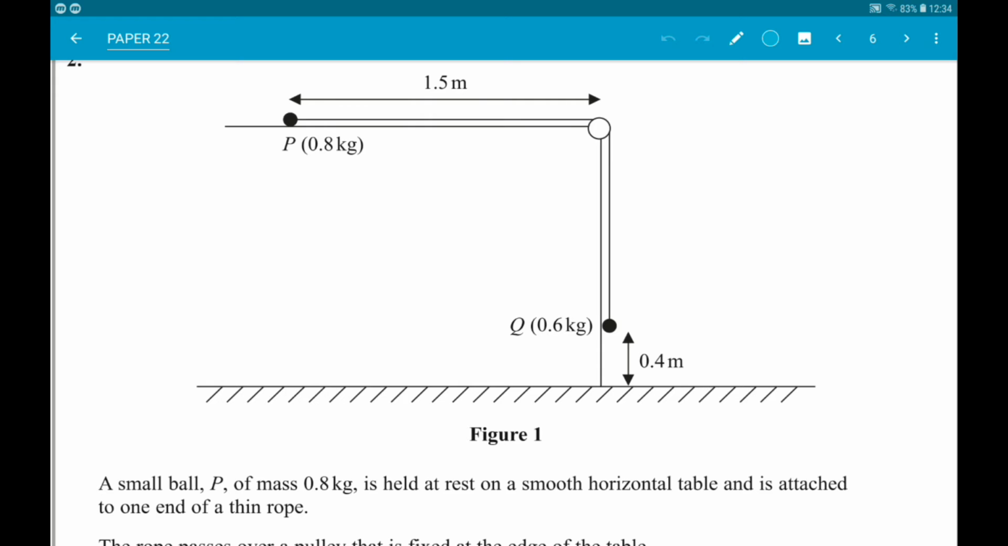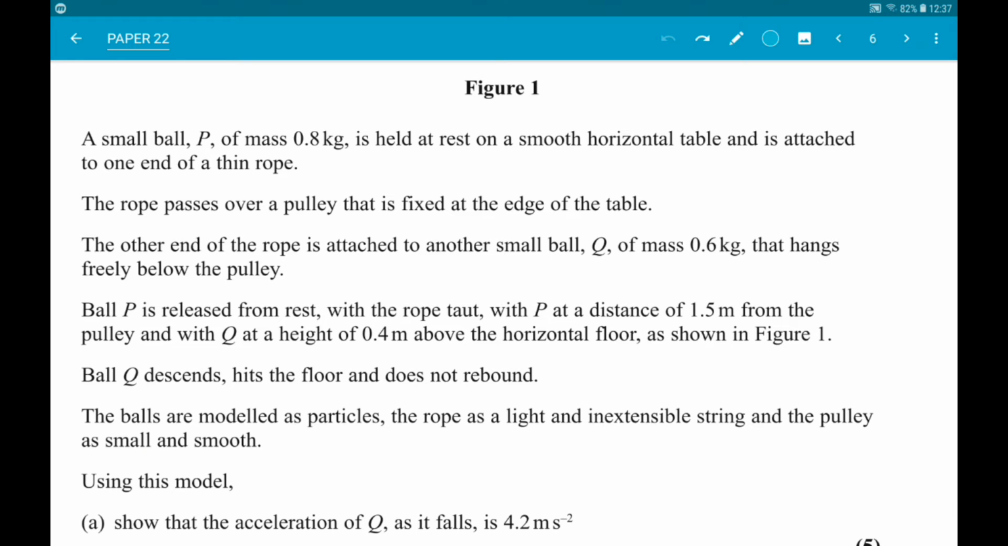Number 2. A small ball P of mass 0.8 kilograms is held at rest on a smooth horizontal table and is attached to one end of a thin rope. The rope passes over a pulley which is fixed at the edge of the table. The other end of the rope is attached to another small ball Q of mass 0.6 kilograms, which hangs freely below the pulley.